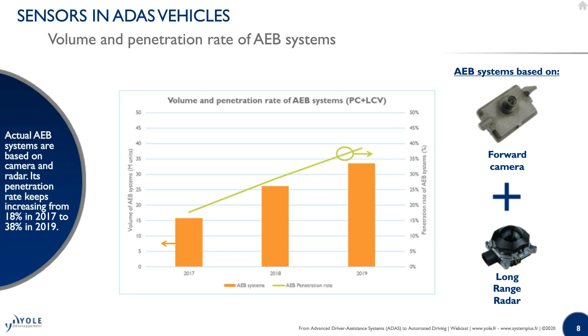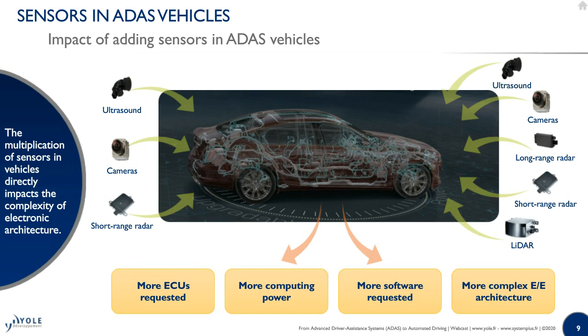On slide 9, in ADAS vehicles, you see that there are a lot of sensors that are embedded. You can find some ultrasonic sensors, cameras on the front and on the rear side, but also short-range radar or long-range radar, and even LiDAR for some cars. So this means that more ECUs will be requested, more computing power, and therefore more software will be requested to process all the data, and a more complex electronic architecture will be needed in vehicles.